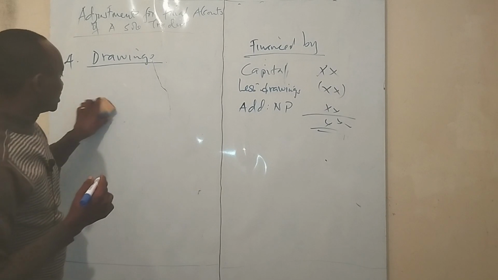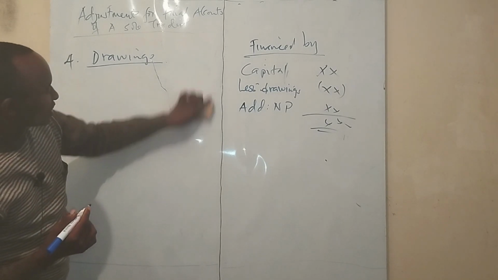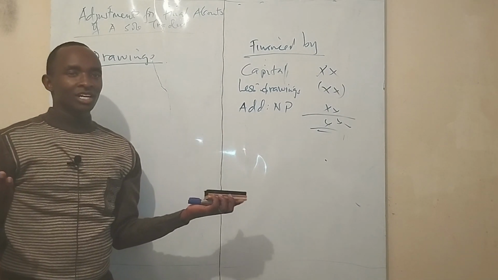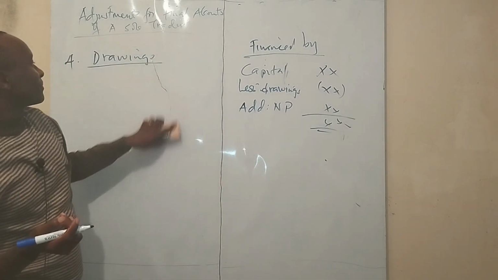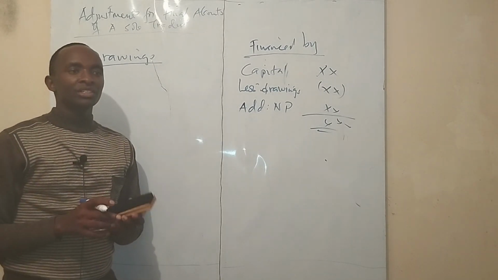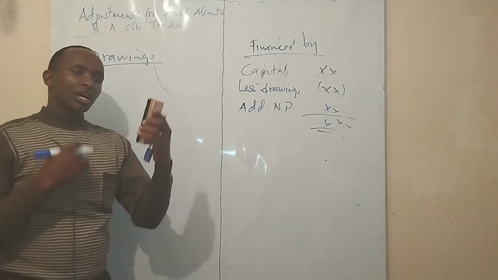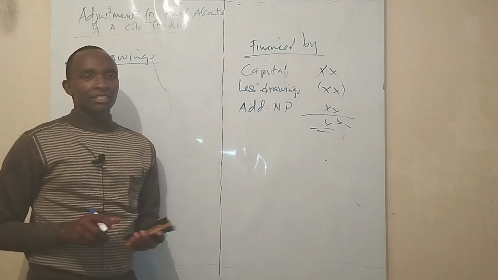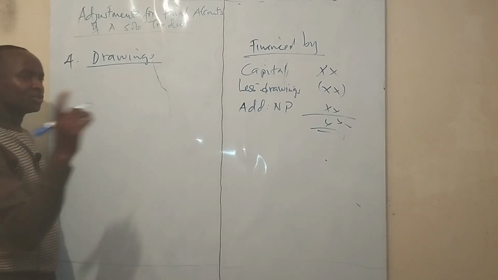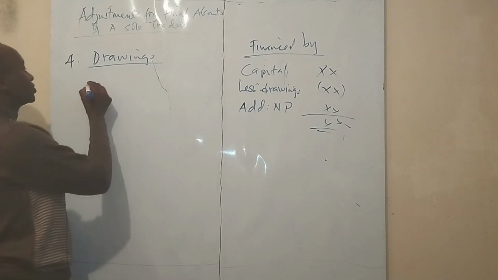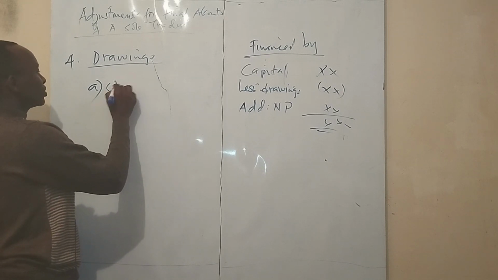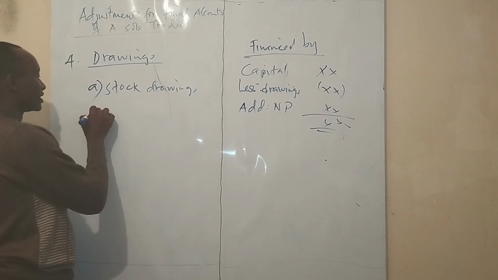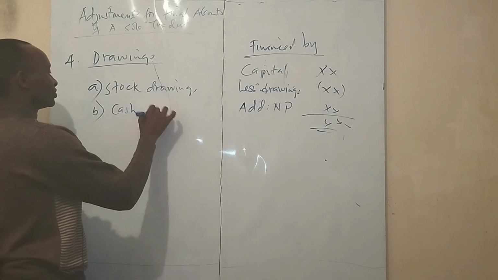So now we want to see how to complete the double entry. Remember, the capital in the trial balance has already gone through the double entry rule of accounting. But if you are given anything to do with drawings in the additional information, it means that you need to make it compliant with the double entry by passing the necessary entries, right? So there are 2 types of drawings. Yes, so number A is stock drawings, and number B, cash drawings.